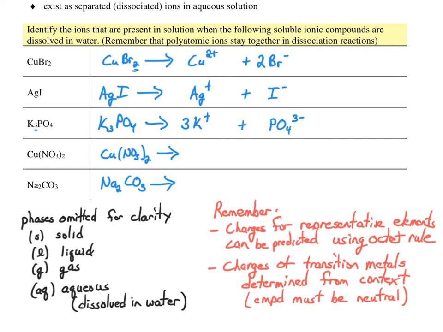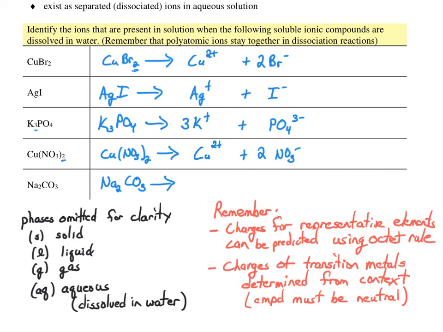Next, we have another salt containing a polyatomic ion. In this case, it's the nitrate ion. We've memorized the nitrate ion as NO3-. The subscript 2 here tells us that we have 2 of those nitrate ions. Copper, again here, is going to be +2. We know we have to have a +2 charge to offset the 2 nitrate ions.